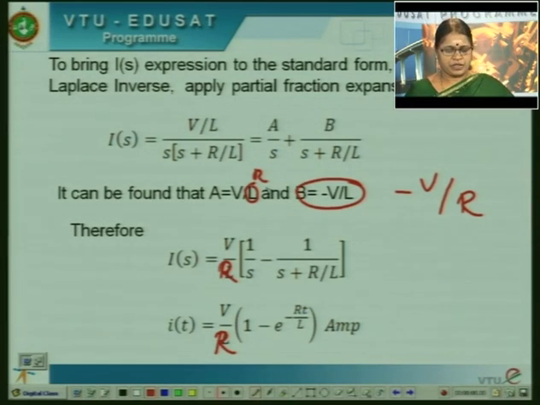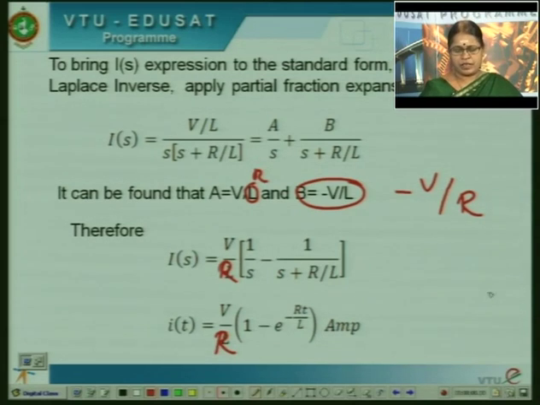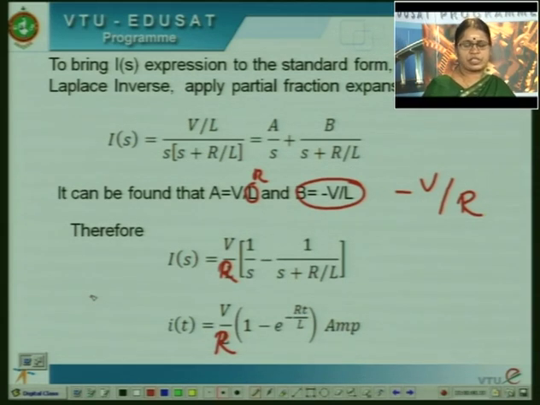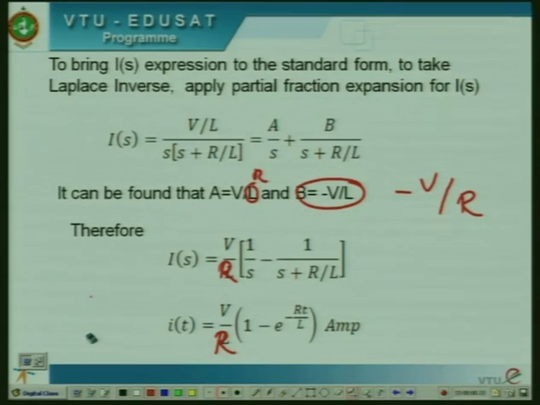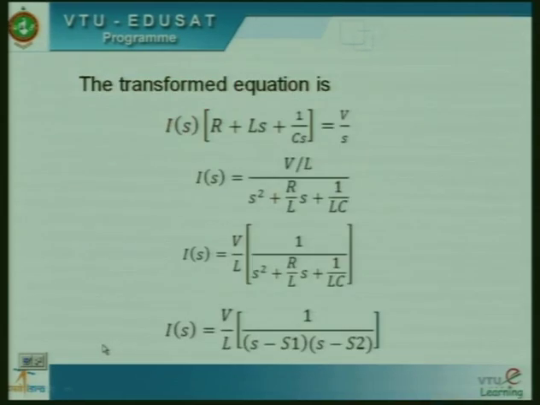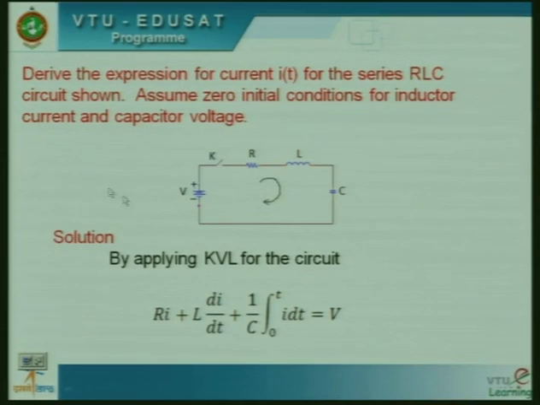Now, we have seen what is the expression for current flowing through an RC circuit excited by a DC value, and we have also seen what is the expression for current flowing through an RL circuit. Now, let us try to get the current flowing through an RLC network. So, our aim is to find the expression for current I of t for the RLC circuit shown.